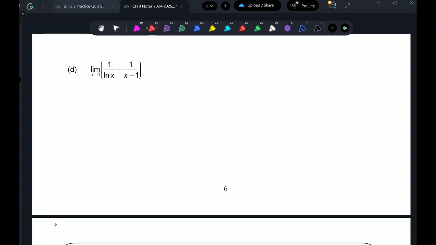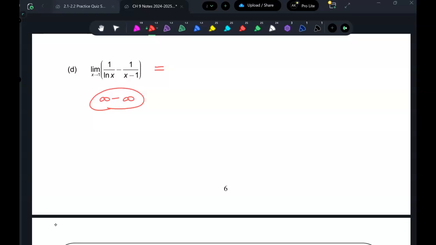Okay, what indeterminate form do we have in this example? 1 over 0 minus 1 over 0, so infinity minus infinity. Yes. Before we do L'Hopital's rule, we want to rewrite this so it's 0 over 0 or infinity over infinity behavior. Any ideas?